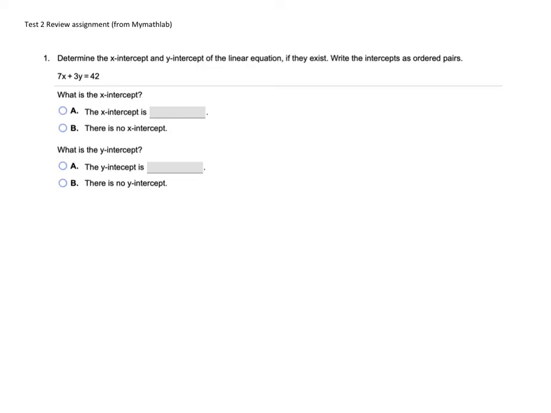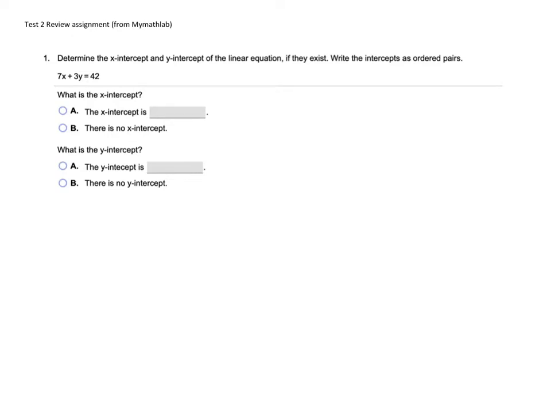Hey everybody, so this is the Test 2 review assignment on MyMathlab. I'm going to work through most of them. Some of the problems we'll skip. Doesn't mean that they're not important, but just for time's sake, we just might not work everything. But I wanted to go through the review. This way you can check and see that you know how you're working the problems and if you're working them correctly. So let's start with number 1.